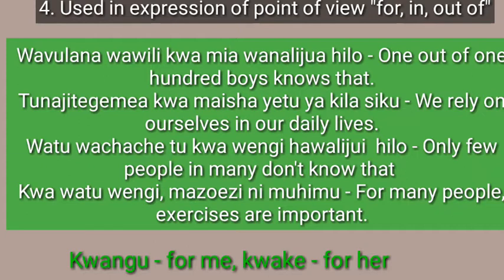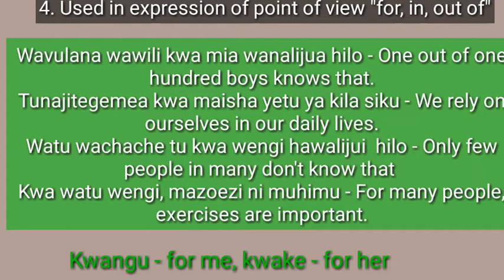For, in, out of. Example, wavulana wawili kwa 100 wanalijua hilo. 1 out of 100 boys knows that. Tunajitegemea kwa maisha yetu ya kila siku. We rely on ourselves in our daily lives. Watu wachache tu kwa wengi hawalijui hilo. Only few people in many don't know that. Kwa watu wengi, mazoezi ni muhimu. For many people or to many people, exercises are important.